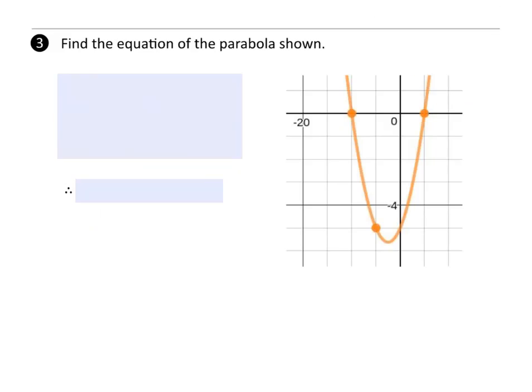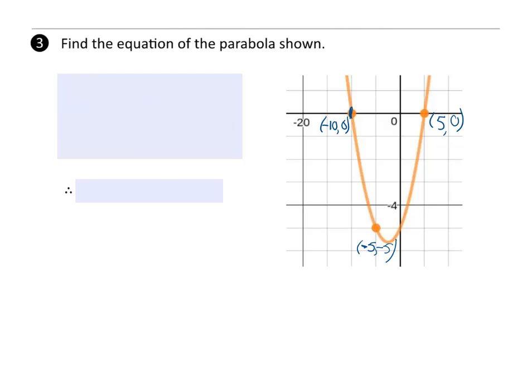Okay, find the equation of the parabola shown. We're given our two zeros. So we're given negative 10 here, because this is halfway between negative 20 and 0. That means that each unit here is 5, so that means this is positive 5 and 0. This also means that our point down here is negative 5 for the x value, because it's halfway between the 0 and the negative 10.